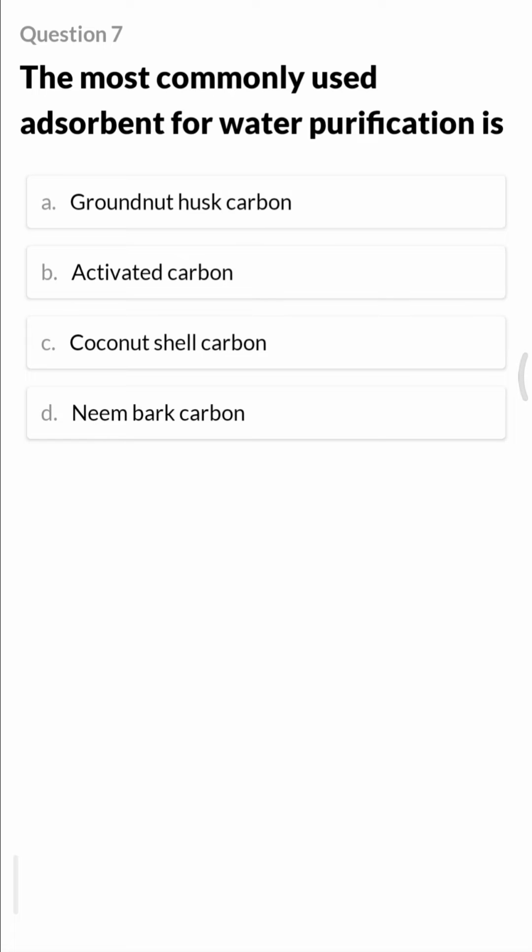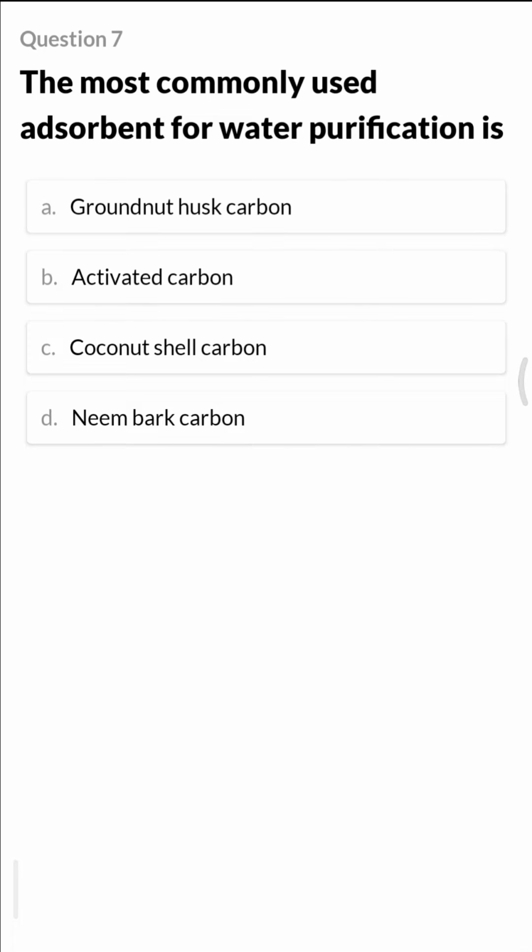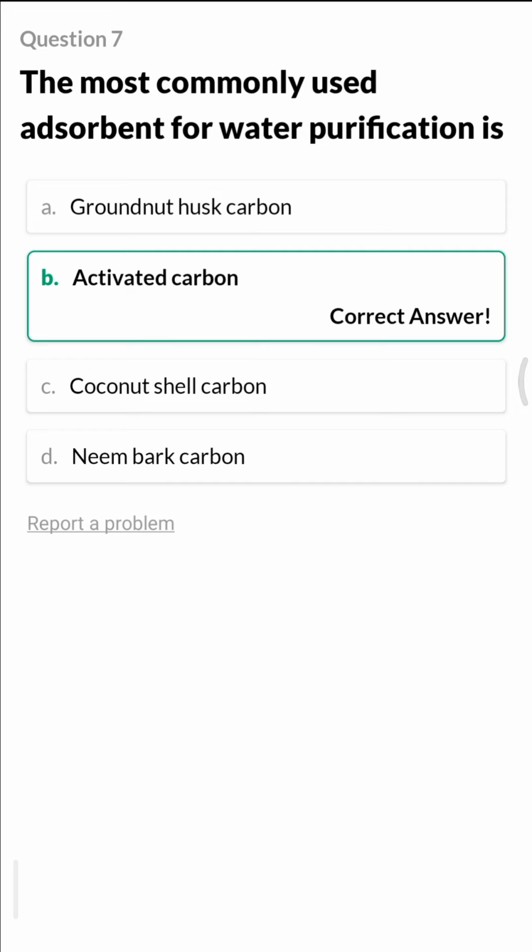So next question, the most commonly used adsorbent for water purification is option A groundnut husk carbon, option B activated carbon, option C coconut shell carbon, option D neem bark carbon. So the correct answer is option B, activated carbon. So in water purification, we are using activated carbon.